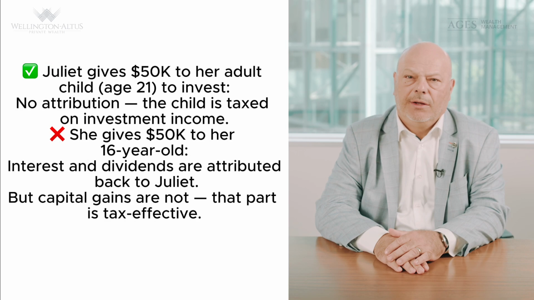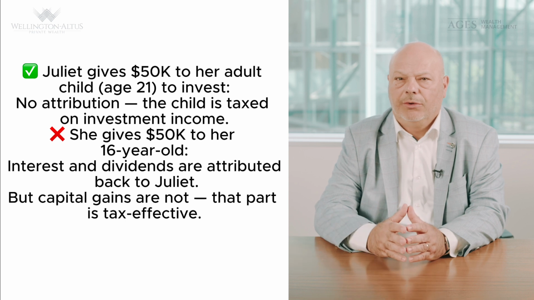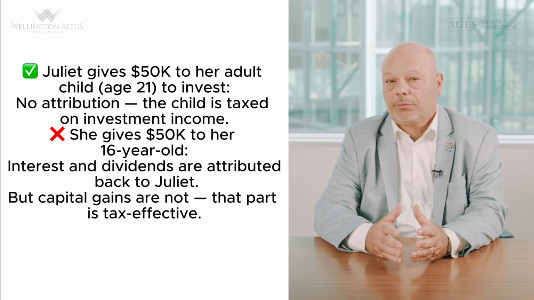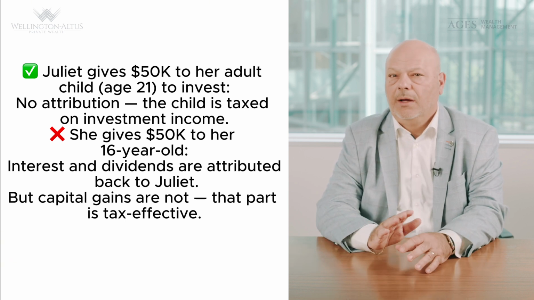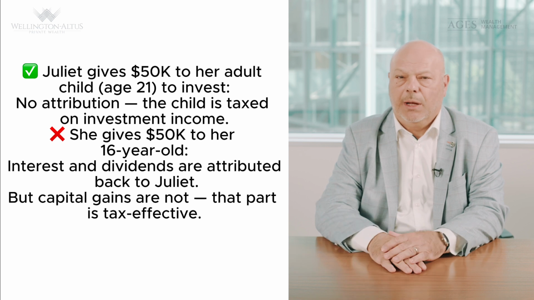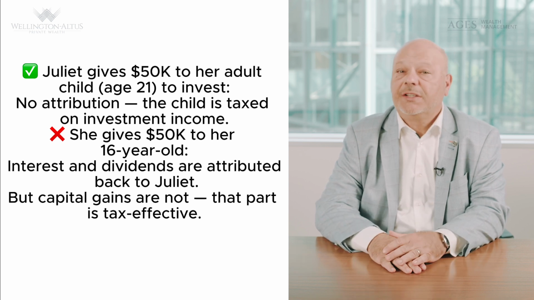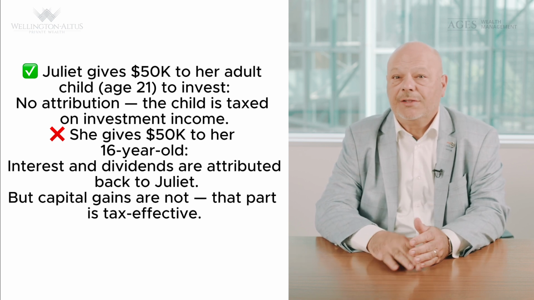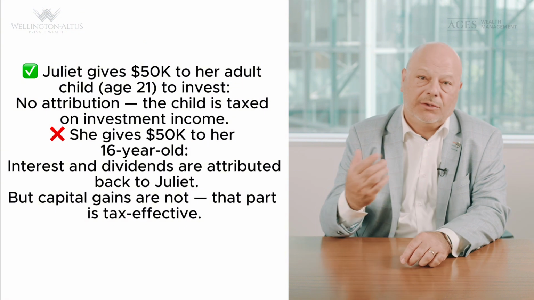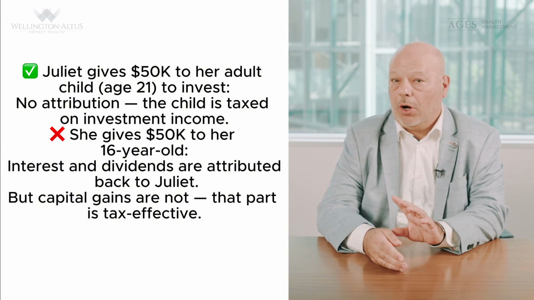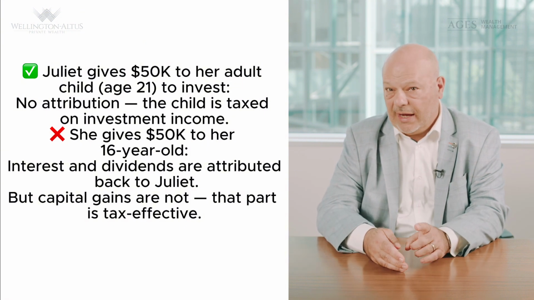Section 5. Real-world attribution scenarios. Let's walk through some practical examples. Juliet gives $50,000 to her adult child who's age 21 to invest. No attribution. The child is taxed on the investment income. She gives $50,000 to her 16-year-old. Interest and dividends are attributed back to Juliet, but capital gains are not. That part is tax effective.